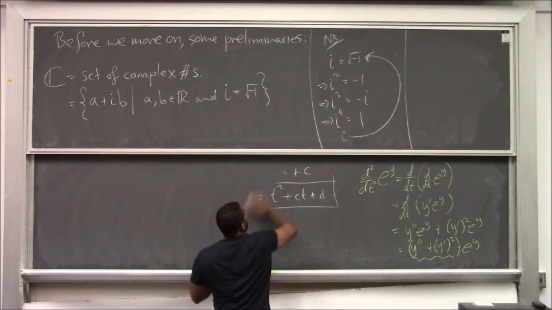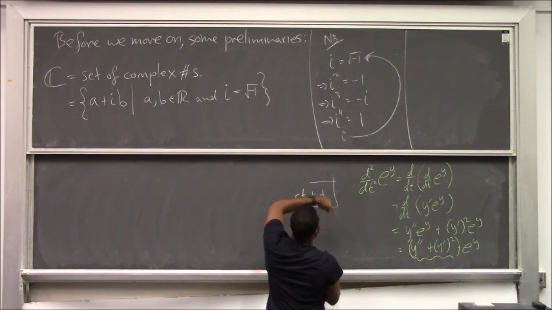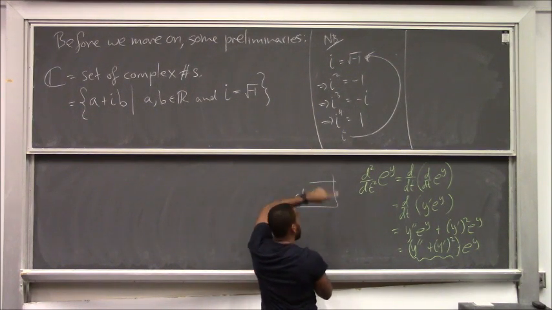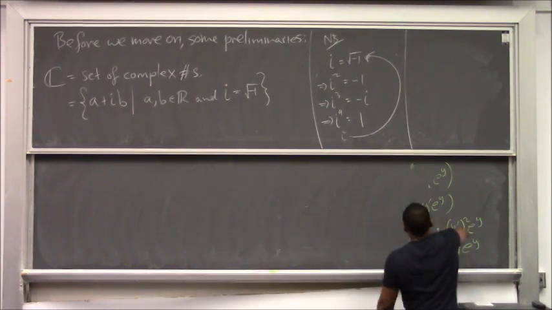So you would go from i to -1 to -i to +1, then to i to -1 to -i to +1. Every time you're multiplying by an i. Okay, now.